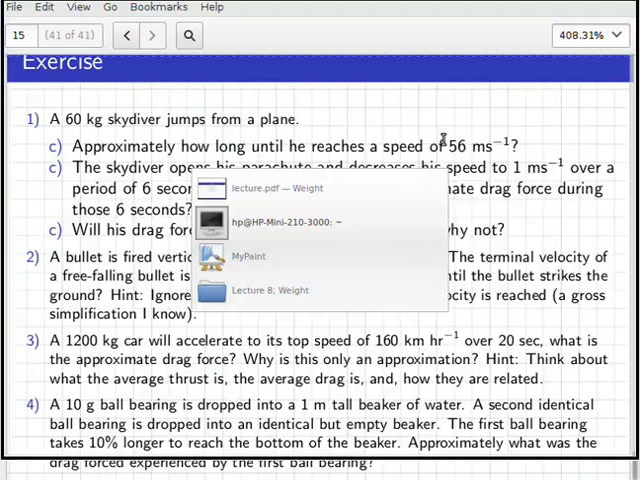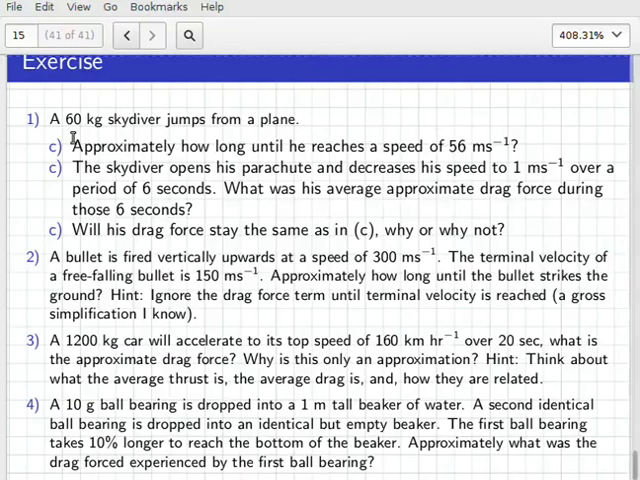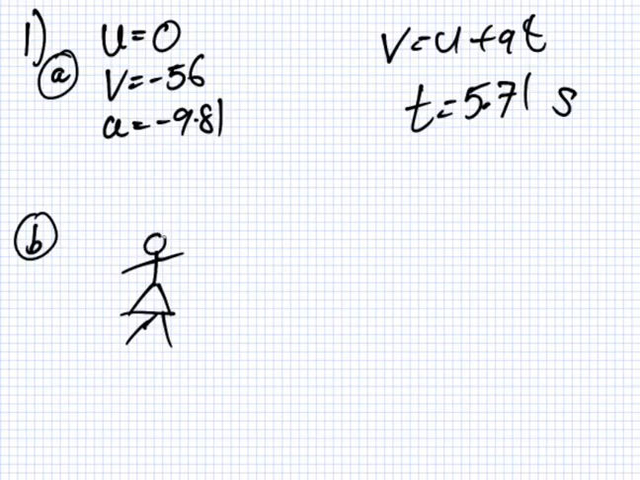Next. Part A. The skydiver opens his parachute and decreases his speed to 1 meter per second over 6 seconds. What is the drag force during this time? Okay. So that's A. That's B. So what happens here? We'll make it a girl this time. She opens the parachute.